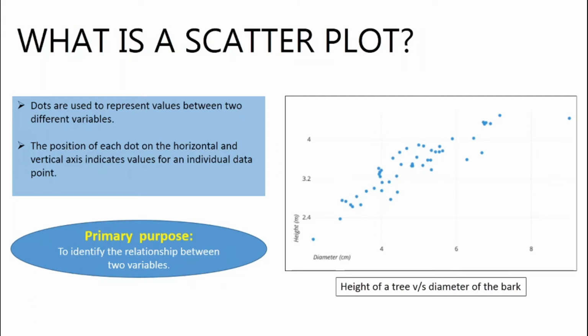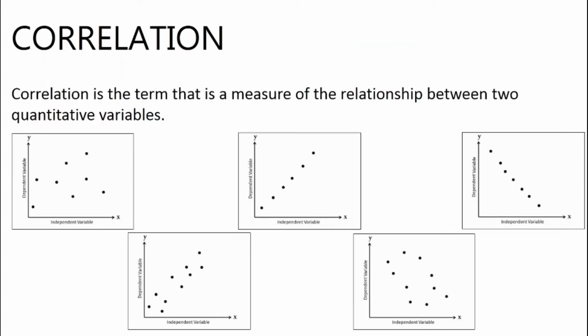Alongside is a scatter plot representing the height of a tree and the diameter of its bark. We observe a moderately positive correlation. Now the term correlation brings us to our next slide. Correlation is essentially a measure of the relationship between two quantitative variables. There are 5 types of correlations here. Let us go through each one of them.